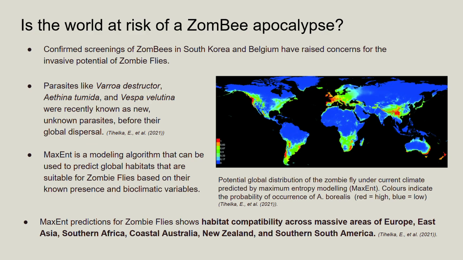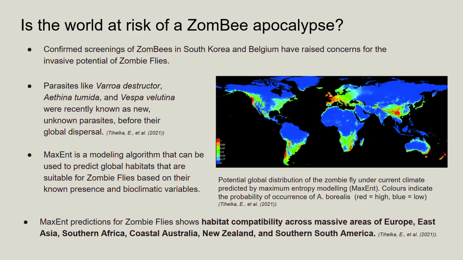The main concern with this is that parasites like Varroa destructor, Aethina tumida, and Vespa velutina, if I'm saying that right, were recently like Apocephalus borealis, in the way that we didn't know much about them, but then they quickly grew to be international threats to honeybee survival. The issue is that now that they've spread onto honeybees, there's concern that since everyone is using the same pollinator, it could spread like wildfire.